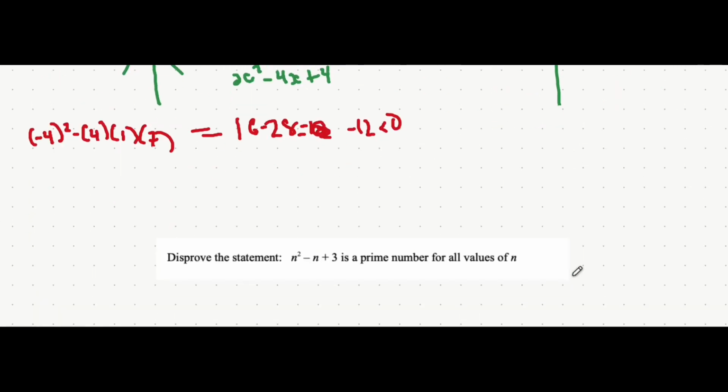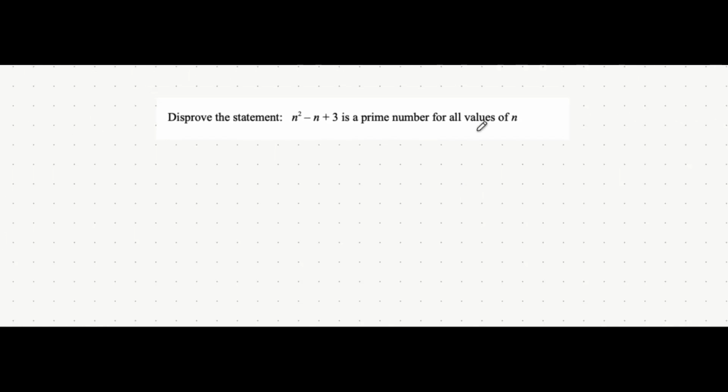Moving on now, how do we disprove a statement? Well, the easiest way is you just show one value of n for which this statement is actually false. We call this proof by counterexample.